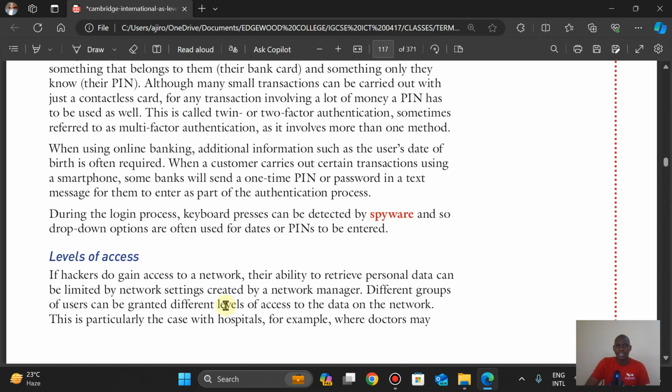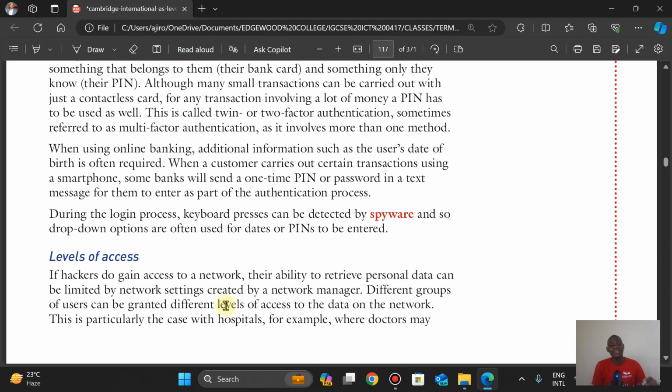Again, when using online banking, additional information such as the user's date of birth is often required. When a customer carries out certain transactions using a smartphone, some banks will send a one-time PIN, we call it OTP, or password, in a text message for them to enter as part of the authentication process. During the logon process, keyboard presses can be detected by spyware. So drop-down options are often used for dates or PINs to be entered. So we have to be careful about that one.